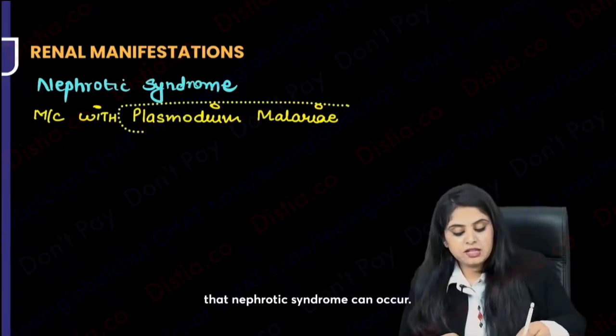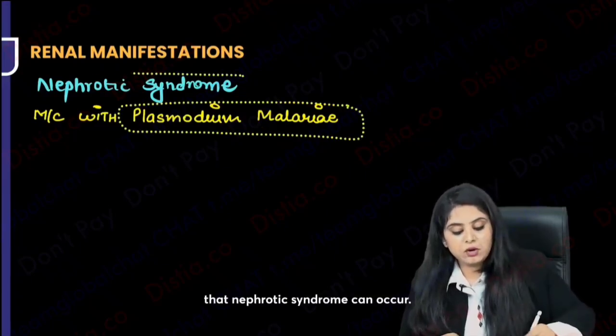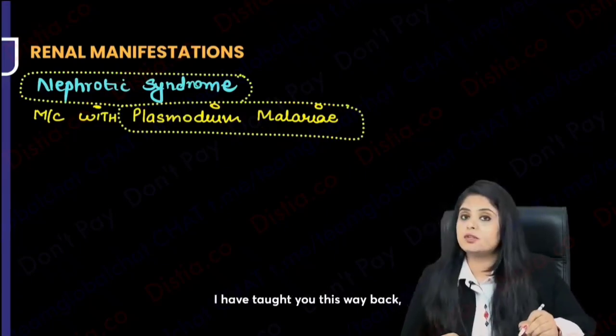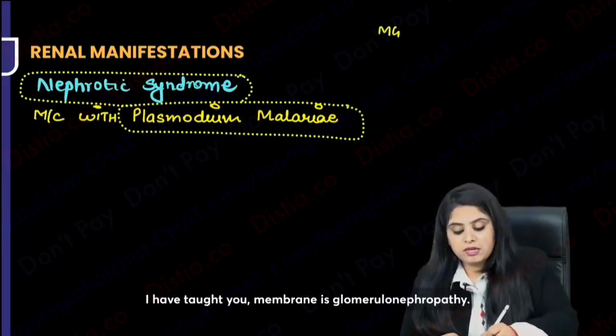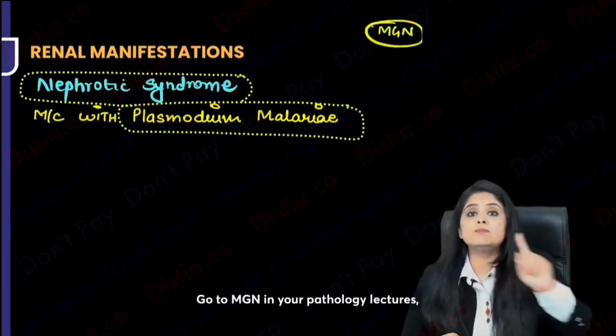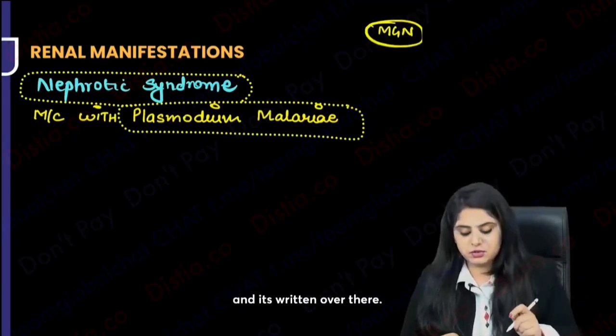It is a feature with Plasmodium malariae that nephrotic syndrome can occur. I have taught you this way back. And I've even taught you which type of nephrotic syndrome. I've taught you membranous glomerulonephropathy. Go to MGN in your pathology lectures, and it's written over there.